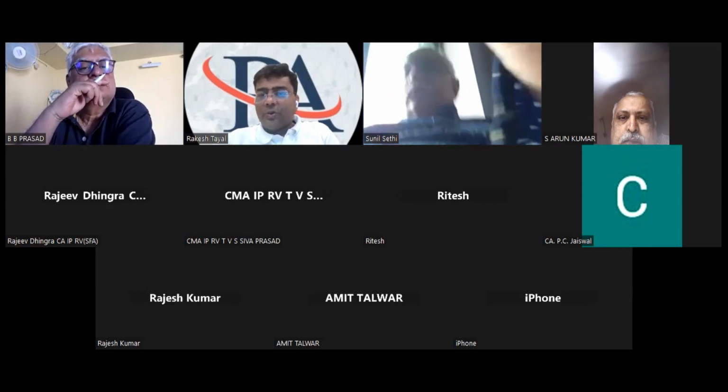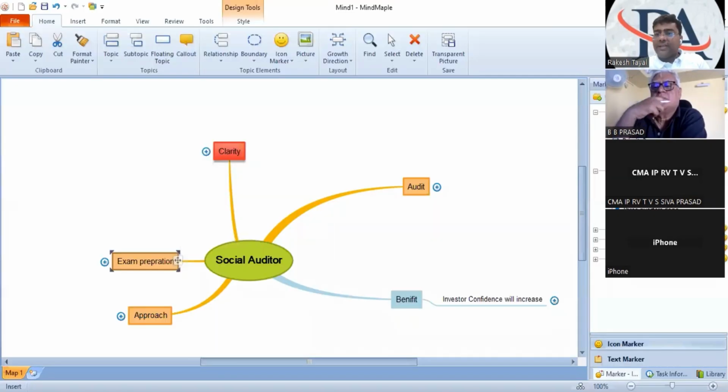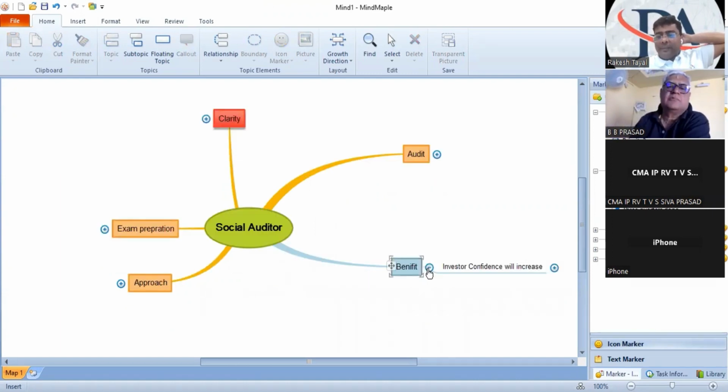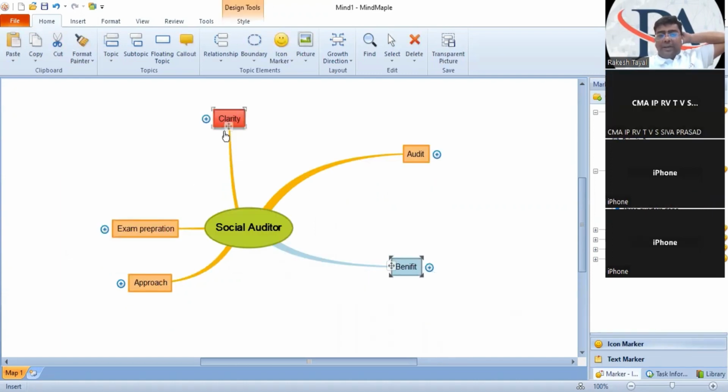As I shared on WhatsApp, just to give the background, how I want to structure it is: the social auditor, the audit requirements, what the benefits are, and a little background of this. I'm not touching upon the social stock exchange, that is study material basically. Then what clarities are yet to come, as per my understanding where I am not clear, and then exam preparation and approach. So is this fine to proceed with, the five areas we will cover in 30 minutes?